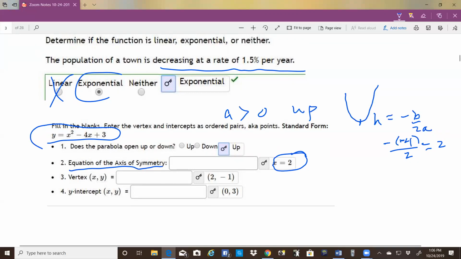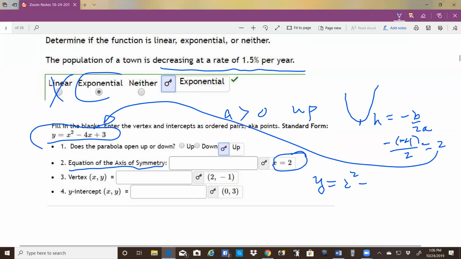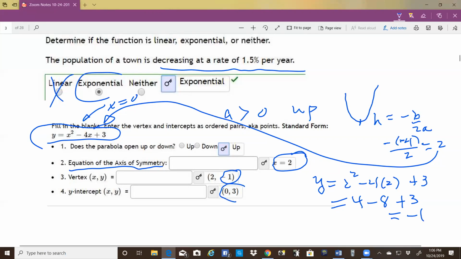And so for the vertex, you just have to plug in 2 into the equation, and you get y equals 2 squared minus 4 times 2 plus 3. 4 minus 8 plus 3. All that adds up to minus 1. So the y value of the vertex is minus 1. And for the y-intercept, you just plug in x equals 0, and you get 3. So the y-intercept is (0, 3).